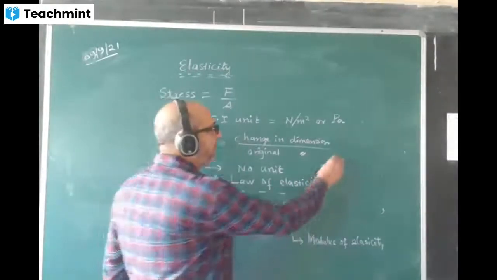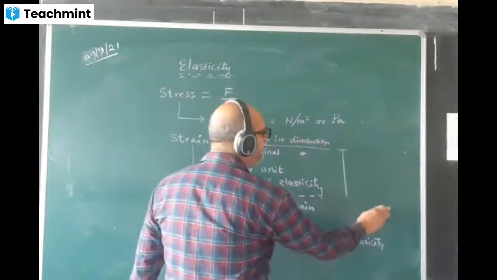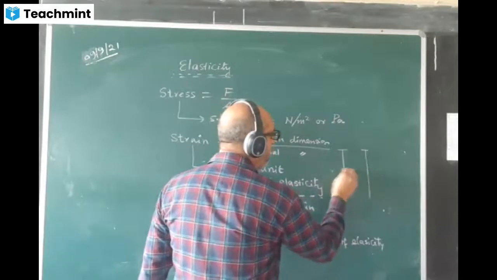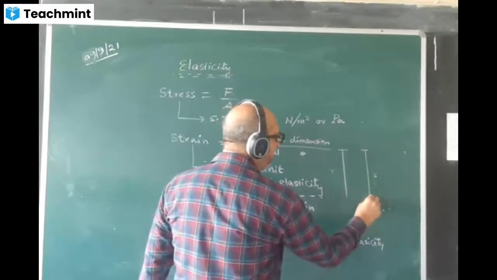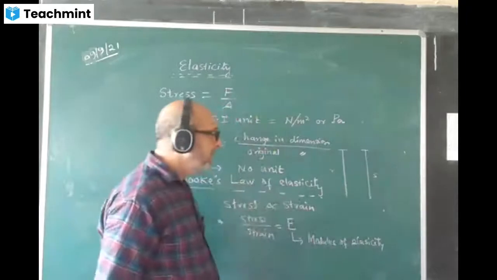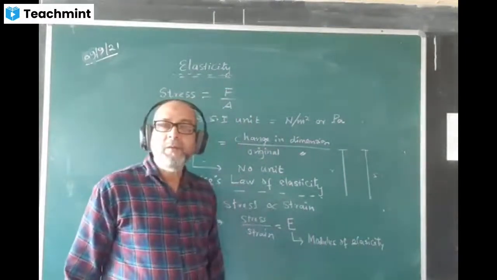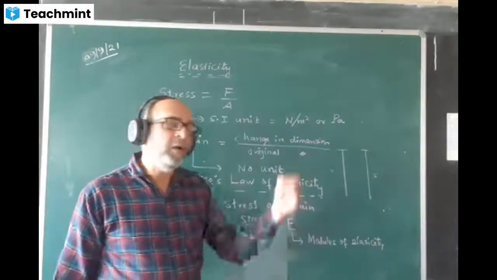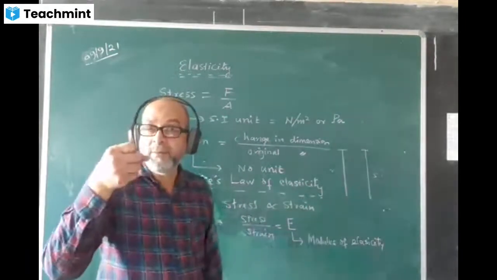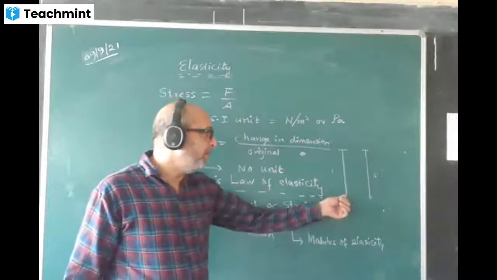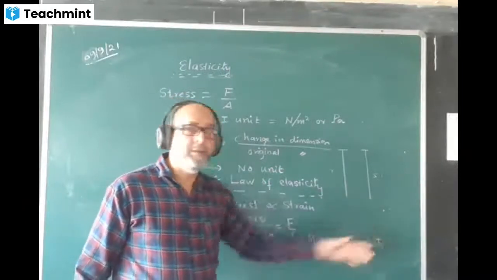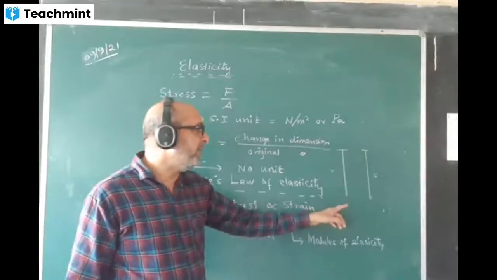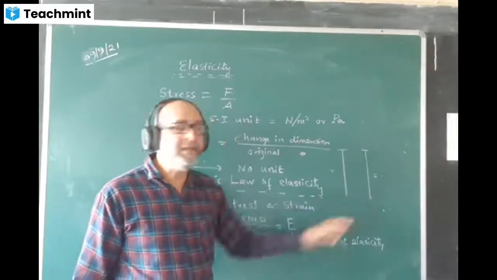I'll just give one example. Let us take a rubber cord and take a spring here, like this, steel. This is rubber, this is steel. Same initial length, keeping it the same. Rather, I'll elongate both of them by the same dimension, same length. Suppose 1 centimeter I'll expand here, and here also 1 centimeter.